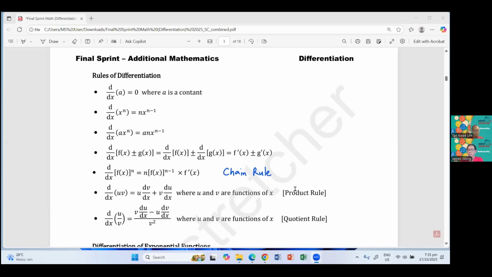First of all, when we talk about differentiation of a constant, where a is a constant, right?